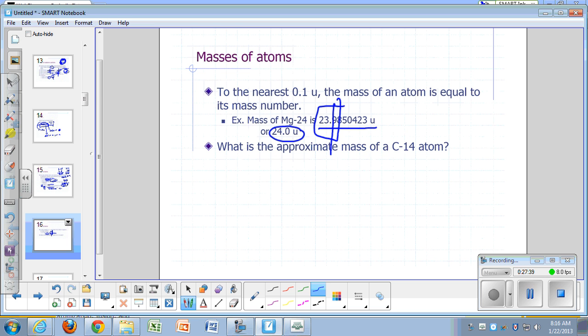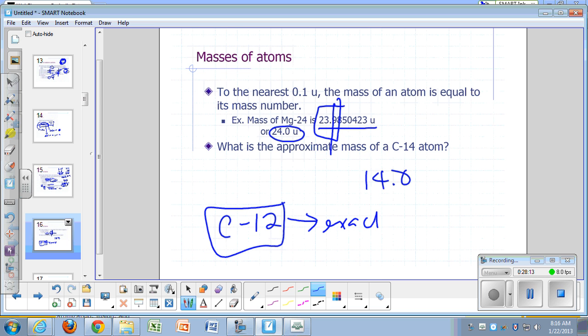So if I were to ask you what's the mass of a carbon-14 atom, you should at least give it to me to the nearest tenth of an atomic mass unit. What is it? It will be 14.0. What's the mass of a carbon-12 atom? 12.0. In fact, carbon-12 by definition is defined to have a mass of exactly 12 atomic mass units. That's the only atom that has an exact mass, okay?